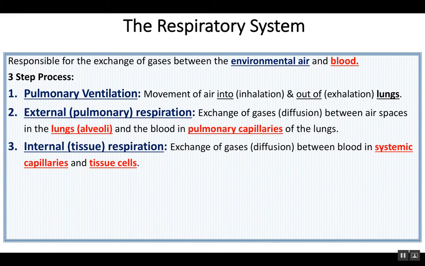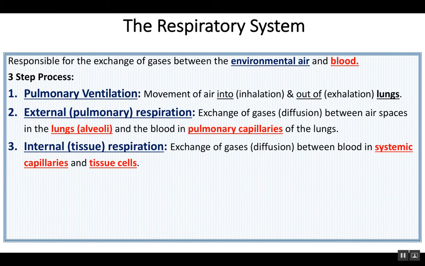The third step is known as tissue respiration or internal respiration. This is the exchange of gases, again by diffusion, between blood in systemic capillaries and tissue cells. And then we all remember aerobic cellular respiration is the process that uses the oxygen and produces the carbon dioxide. But that happens inside of our cells.